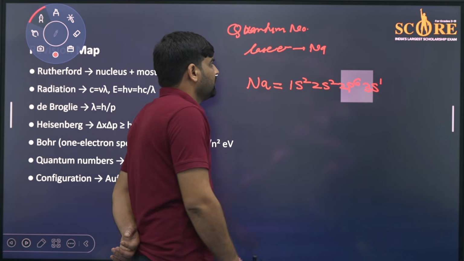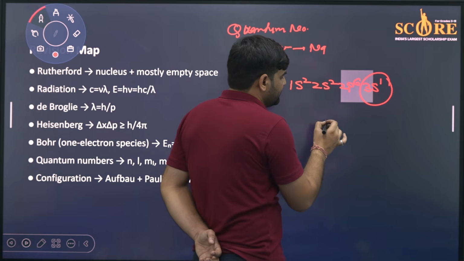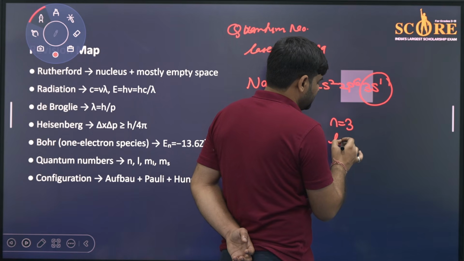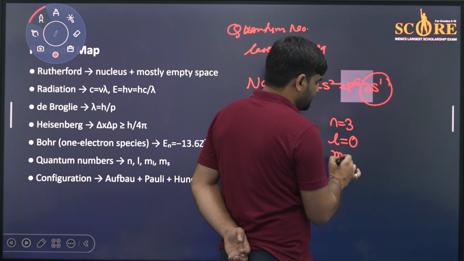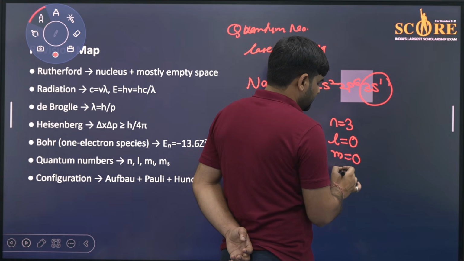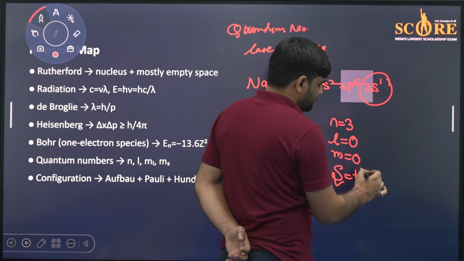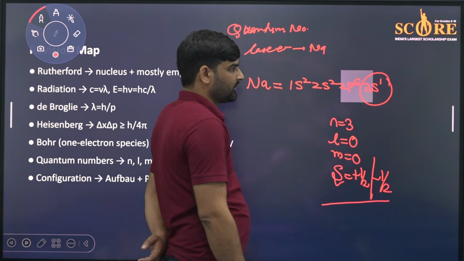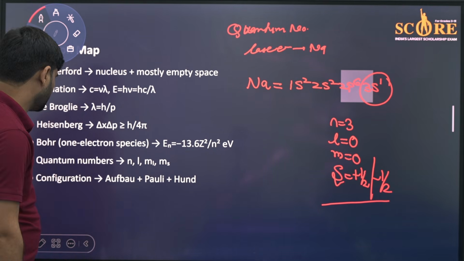So the last electron is this. Principal quantum number equals 3. Azimuthal quantum number equals 0. Magnetic quantum number is 0. Spin quantum number is plus half and minus half. So this is some simple basic question.